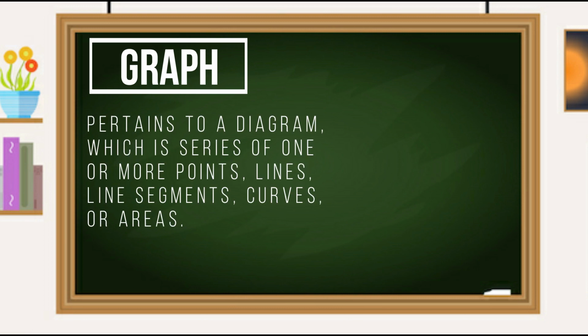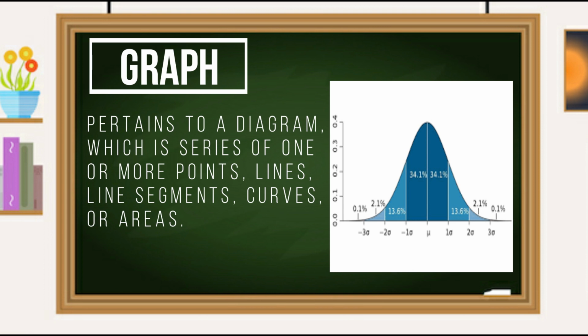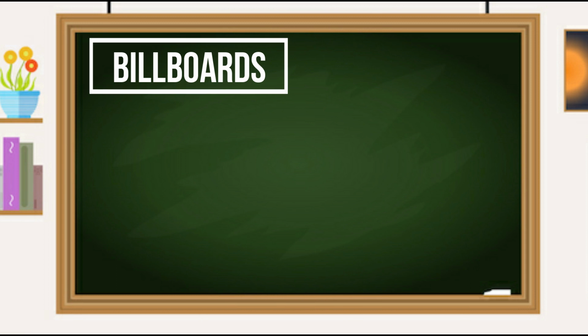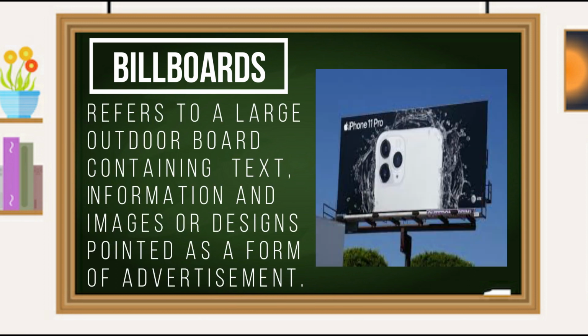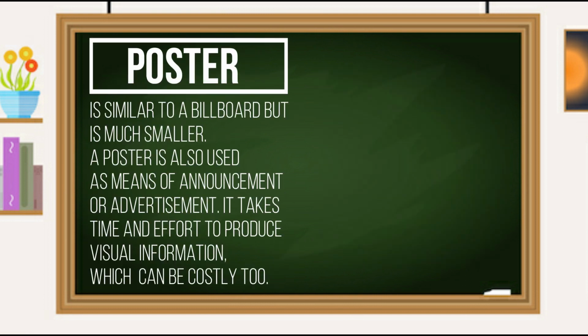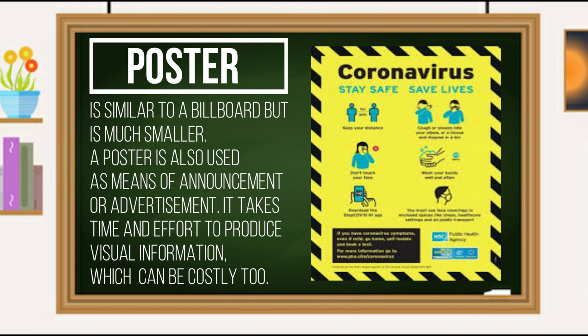While a graph pertains to a diagram, which is a series of one or more points, lines, line segments, curves, or areas. And the most common are billboards and posters. Billboard refers to a large outdoor board containing text, information, and images or designs pointed to a form of advertisement. While a poster is similar to a billboard but much smaller, a poster is also used as a means of announcement or advertisement. It takes time and effort to produce visual information, which can be costly too.